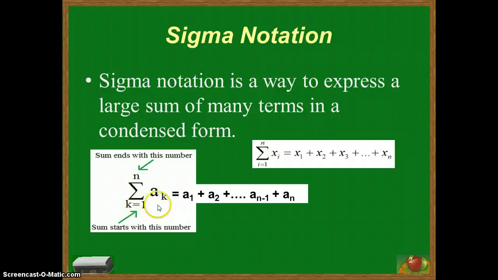So the summation of a_k is just a sub 1, the first term, plus the second term, all the way to the nth term. If we used x's, another way to do this would be the summation of x sub i, and it would be x sub 1 plus x sub 2 plus x sub 3, and so on.